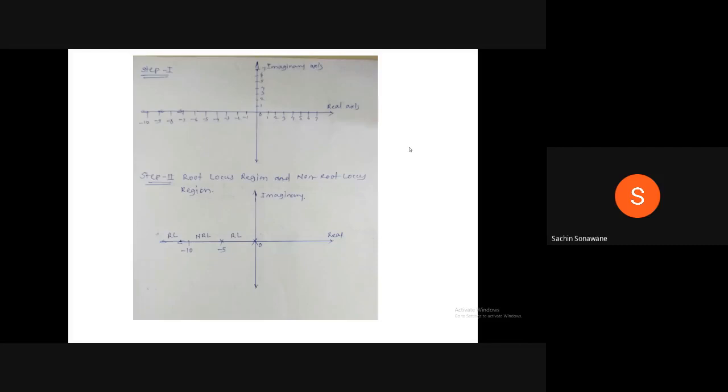Now how to draw the root locus? Just check. First of all, draw x axis and y axis. X axis is known as real axis, y axis is known as imaginary axis. Step 2, we have to find out root locus region and no root locus region. You have to indicate the poles 0, -5, -10. Poles are indicated by cross. Now, towards right side of 0, 0 number of poles and zeros are there. Therefore, between 0 and towards right side, no root locus region. Now, -5 towards right side of -5.